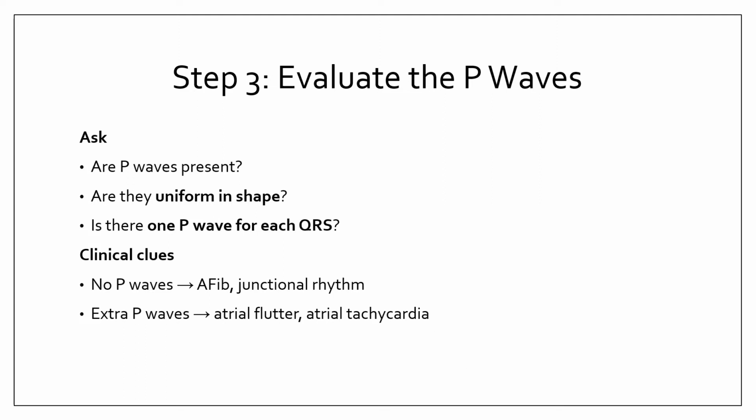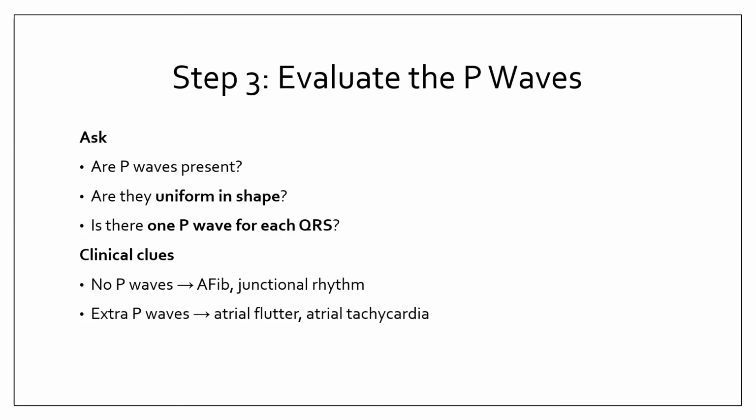Also, is there one P wave for every QRS? Each P wave should be followed by one QRS complex, and each QRS complex should be preceded by one P wave. So this reflects intact atrial to ventricular conduction. So when P waves are absent, this suggests atrial fibrillation. We'll talk about that later on. Or it could be a junctional rhythm where the impulse is originating near the AV node but not in the SA node.